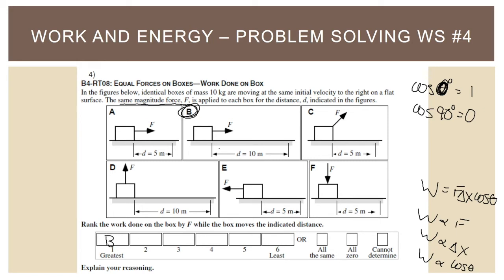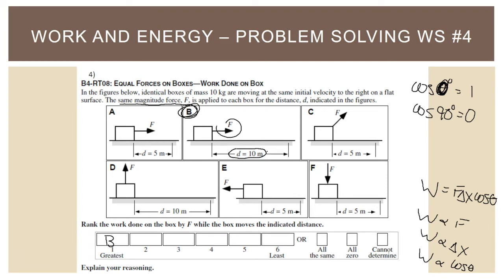How do we know? Well, it's the same size force for all of them, so that part doesn't really matter. But it's the largest displacement, and it's the only situation with this 10-meter displacement out of these two, B and D, where the force is parallel to the displacement the whole time. And because the angle between the force and the displacement is 0, that means the work is going to be maximized. So that means B is going to give us the largest work.